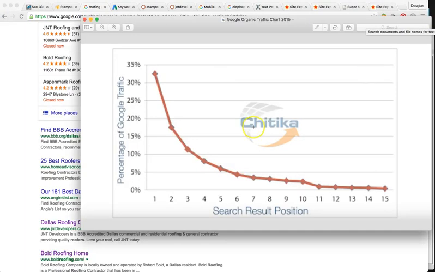So let me show you this chart. The number one ranked person gets about, like I said, 35% of the market total for the whole page. As you go down to number two and three, it drops substantially, from 18 to around 10%. And then number 11 starts page two. So if you're not on page one, you might as well be on page 20.